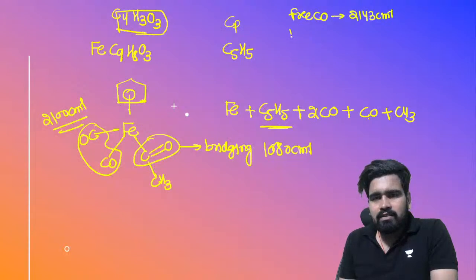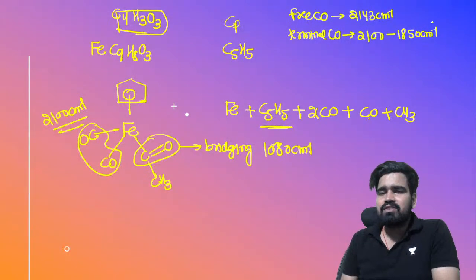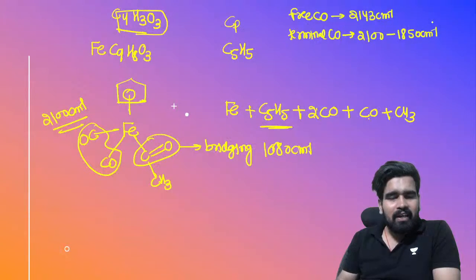And terminal CO gives a peak around 2100 to 1850 centimeter inverse. This is the range for terminal CO. Although there are some other factors on which this frequency depends, like which kind of group is in the neighborhood of this carbonyl, the major factor is whether it is terminal or bridging. That is the main thing.